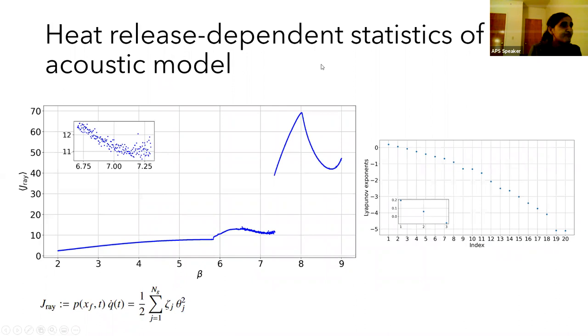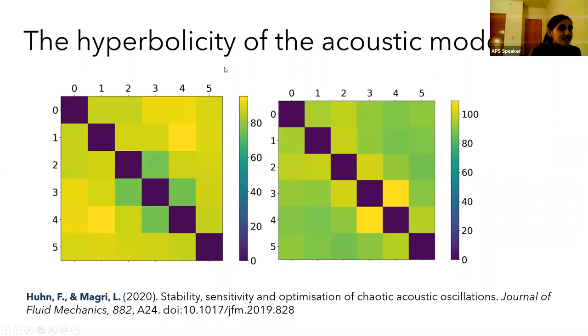The other important objective function we are interested in is the Rayleigh index, the time average of which is shown as a function of beta. In the chaotic regime, we have measured the Lyapunov exponents; the first 20 Lyapunov exponents, from index 1 to 20, are shown here. The first one is clearly greater than zero. Another one is very close to zero, which indicates the time derivative direction of the ODE, corresponding to a Lyapunov exponent of zero. And the others are all stable Lyapunov exponents. So this is a system with just one unstable mode. This system can also be numerically verified to be uniformly hyperbolic, extensively, in Huhn and Magri's paper.